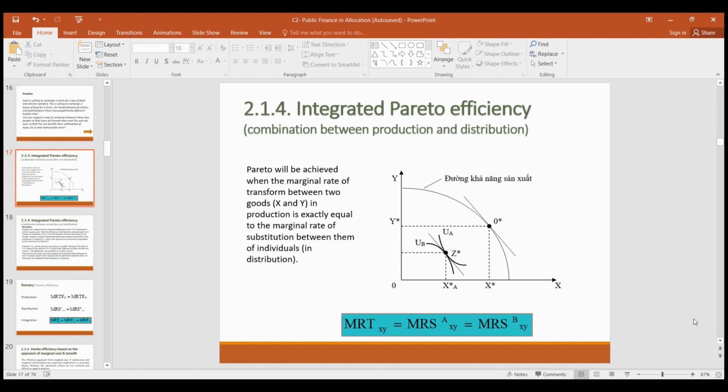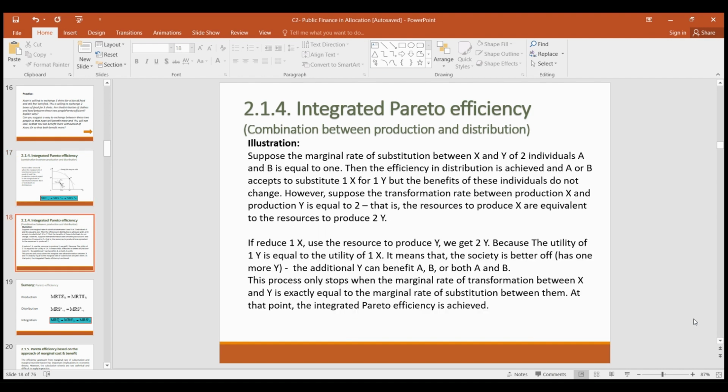It is the signals about individual satisfaction through efficient distribution points that will determine society's production plans to meet those needs. The Pareto efficiency integrates production and distribution, meaning there is no other allocation method where at least one person benefits without sacrificing the interests of others, both in production and distribution. This implies that the allocation of input resources for production is unique to achieve efficiency in production, and likewise, the distribution of the produced goods is also uniquely efficient.